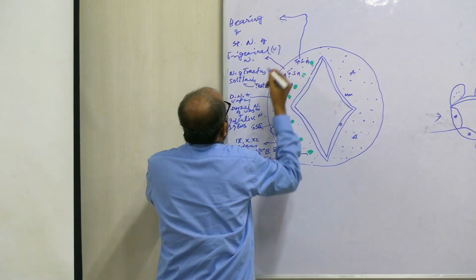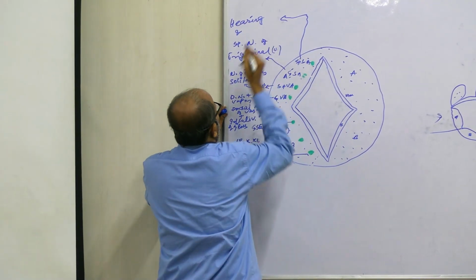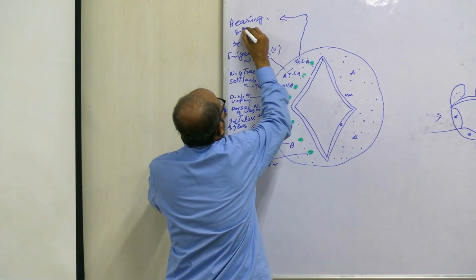trigeminal, that is the fifth nerve. Okay, hearing and equilibrium.